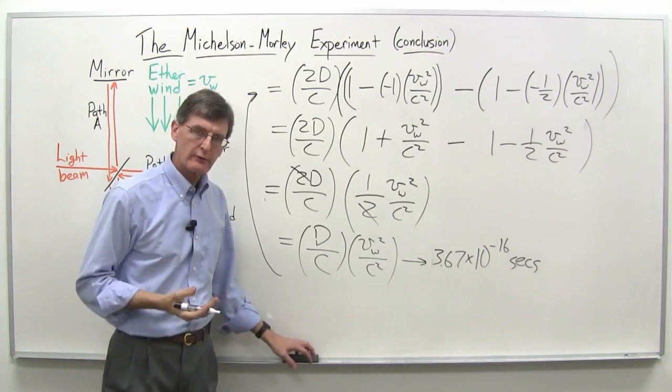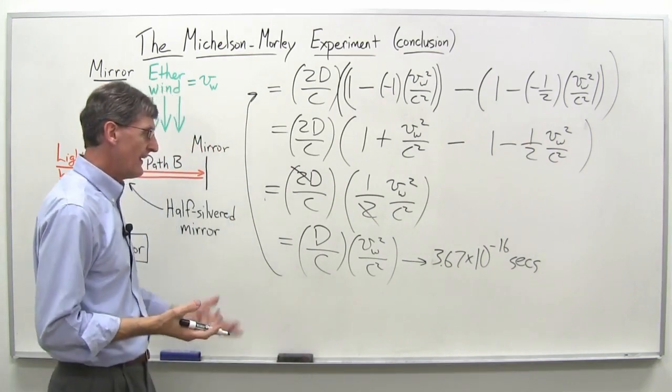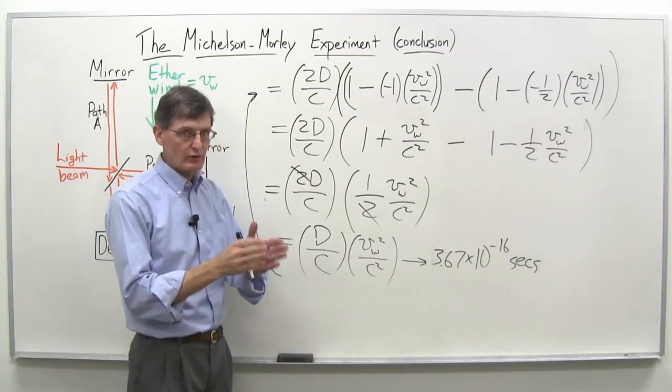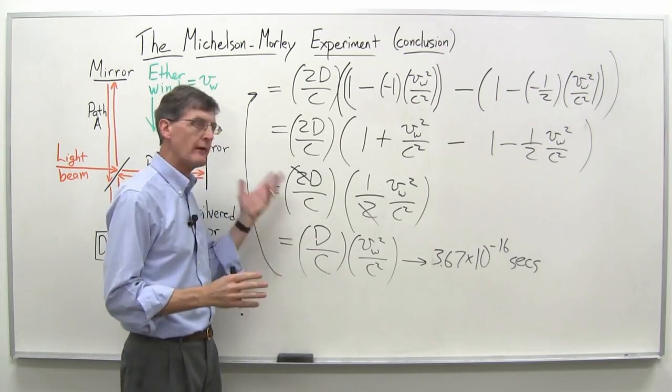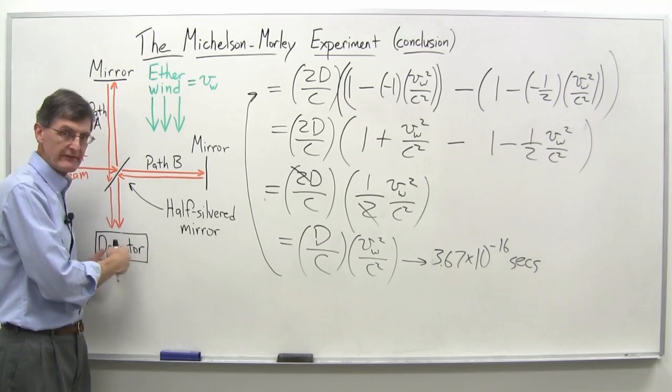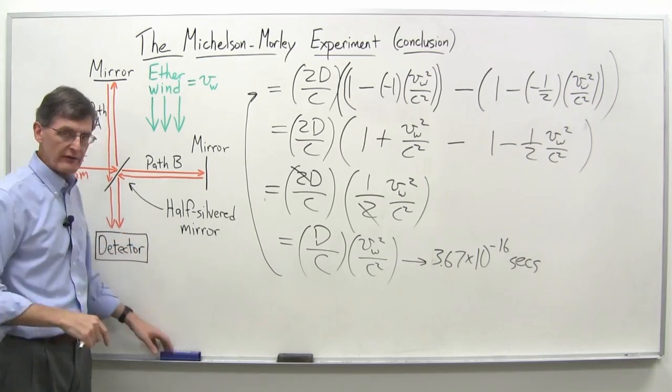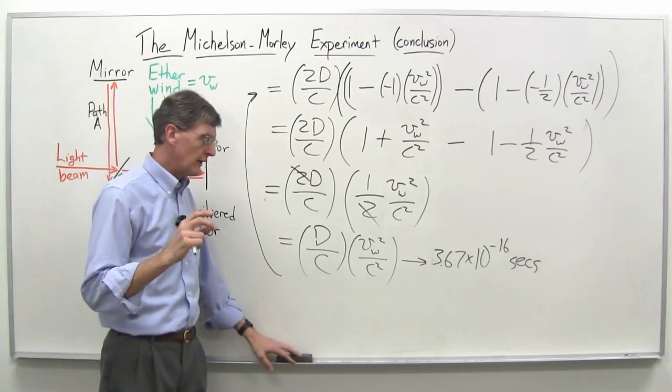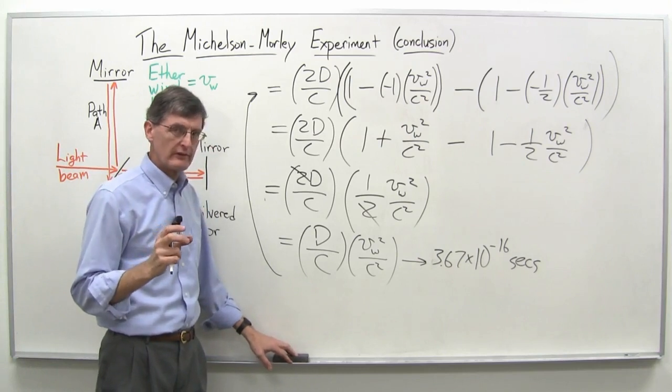Yeah. 3.67 times 10 to the minus 16 seconds. That clearly is a very short time interval. And there was no way Michelson and Morley could measure a time difference of the two light beams arriving at the detector that precisely.